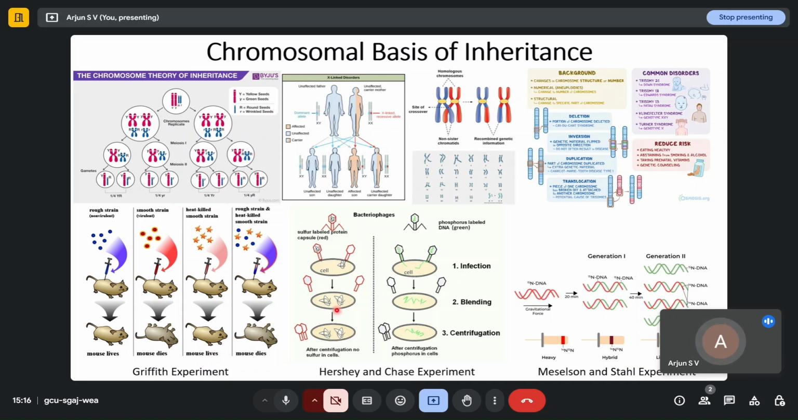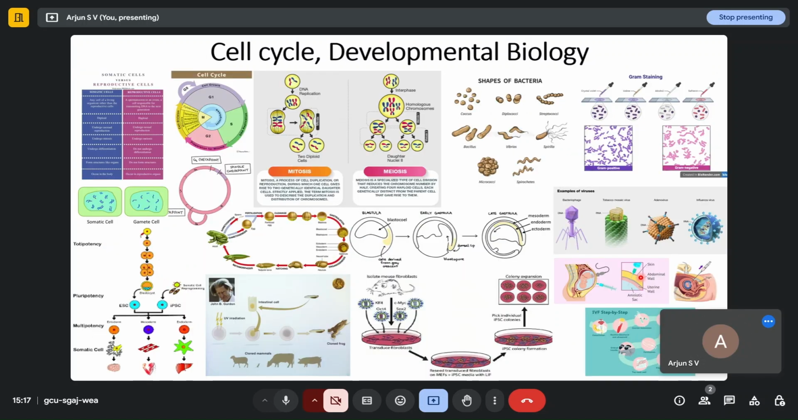And in the Hershey and Chase experiment, the doubt between DNA and protein being the genetic material was cleared, as DNA was proved to be the genetic material. And in the Meselson and Stahl experiment, it was proved how DNA replication happens, whether in a conservative model, semi-conservative model, or a mixed model. Through the Meselson and Stahl experiment, we came to know that DNA replicates by a semi-conservative model.